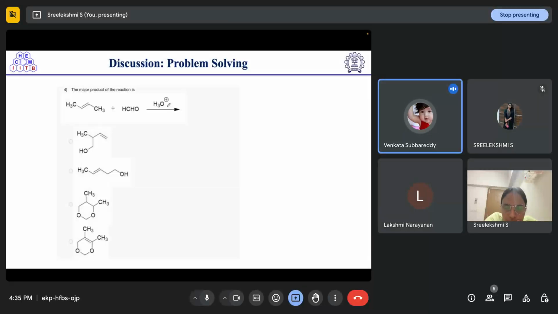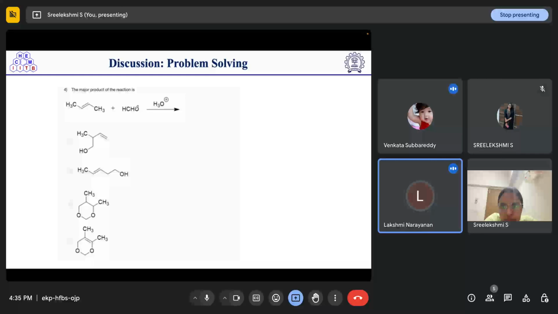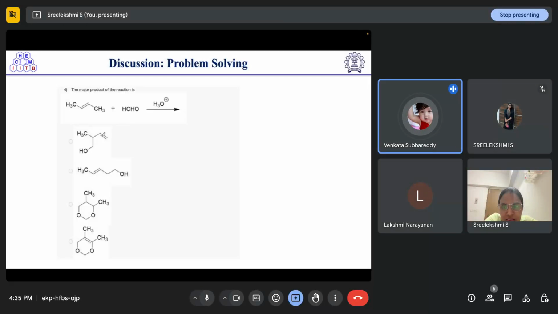First one, madam. Can you explain? Formaldehyde, first it will form a protonation with water. The double bond will go and attack that formaldehyde. This double bond. Methyl attached to carbon, it will get positive charge. Like here it will form a positive charge.